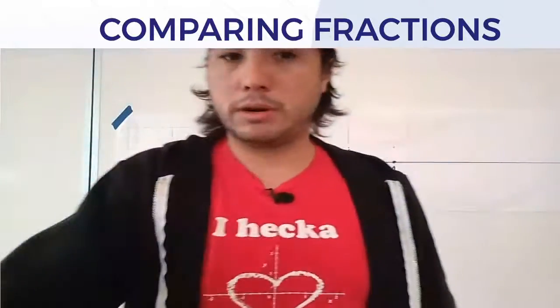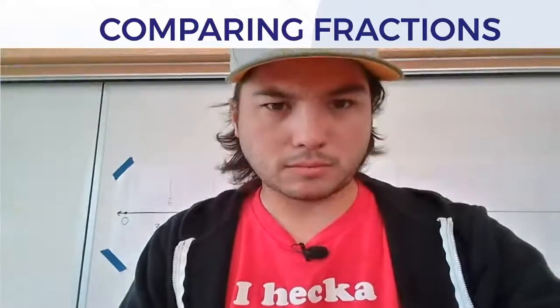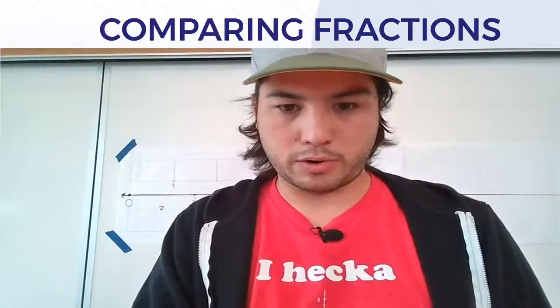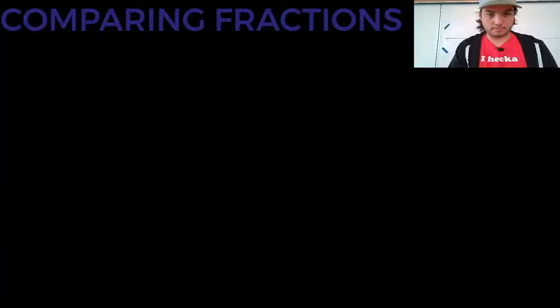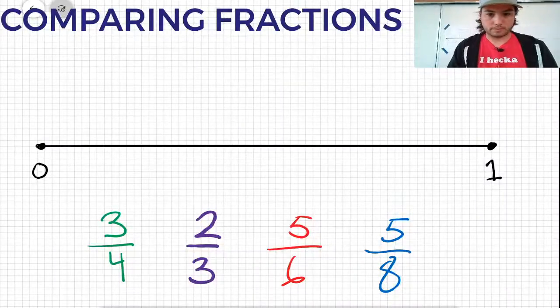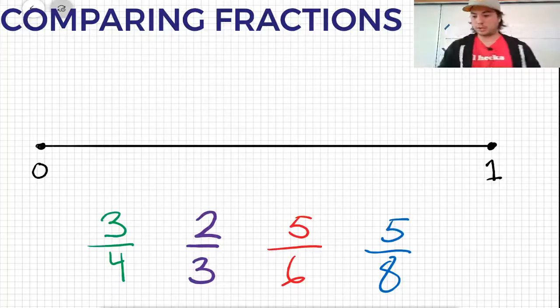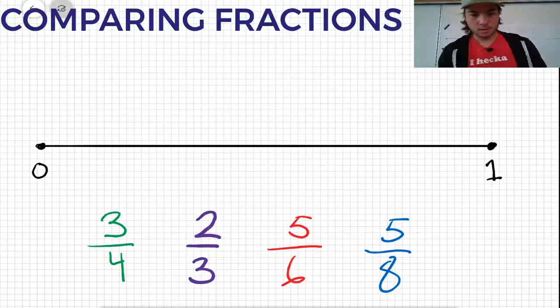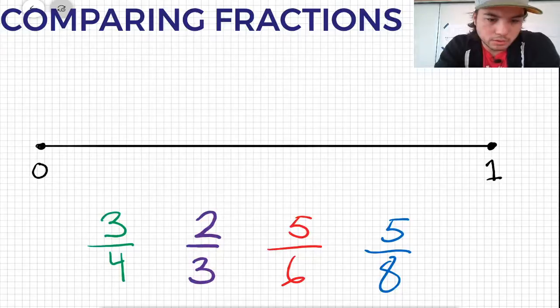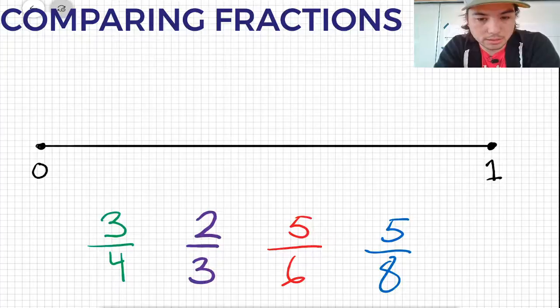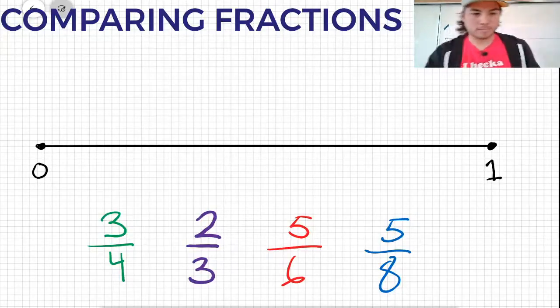All right, let's go to our digital whiteboard and put a few of these on a whiteboard of our own. So we've got 4 fractions here, and here's our number line. We've got 3/4, 2/3, 5/6, and 5/8. And we want to figure out which one is greatest, which one's second greatest, third greatest, fourth greatest. Let's start with 3/4.